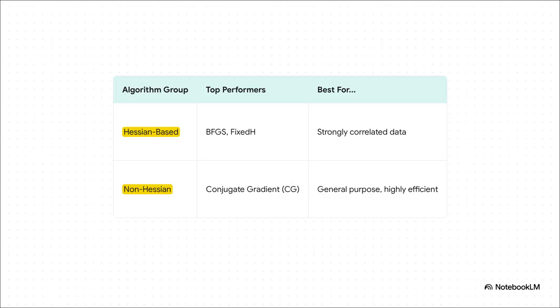So the bottom line is this. Minka's research gives us a crystal clear verdict. For just general purpose, fast optimization, conjugate gradient is an awesome choice. But if you think your data might have those complex relationships, a Hessian-based method like BFGS is the undisputed king of the mountain. And those older methods, they're just completely left in the dust.